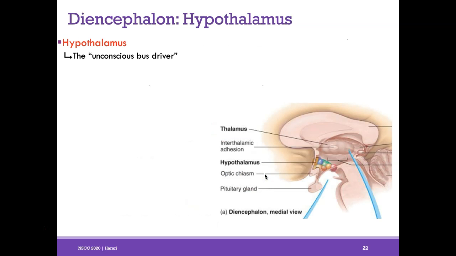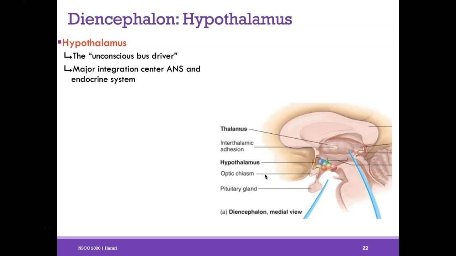So we have the hypothalamus. The hypothalamus is up next, part of the diencephalon, and the hypothalamus is known as the unconscious bus driver. Meaning, think about a bus driver. They function without even being conscious of it. They could stop, they could open the door, they're so used to it, they just do it without thinking. So that's what the hypothalamus is kind of doing.